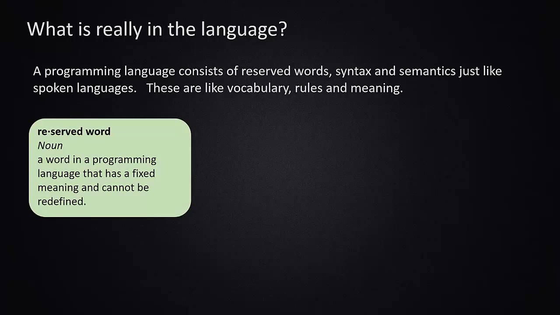The reserved words are, in effect, the vocabulary of that programming language. These are the words that you're not allowed to change the meaning of in the programming language. So, for example, in the C programming language, you might have for as a reserved word, or while, things like that.